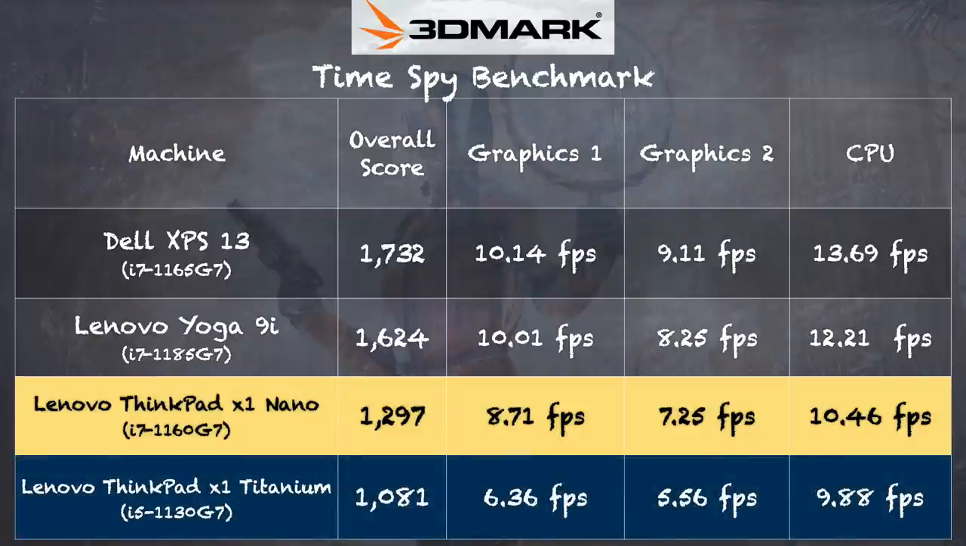Now, below the Nano here on the chart is another X1 that we'll be reviewing soon that has a similar i5 processor to what you would have on the i5 variant of the laptop here. And you can see that graphically, that one doesn't do as well as this one does. So if you are looking to do graphically intensive tasks, again, go with the i7 version to squeeze as much performance as you can out of this laptop.